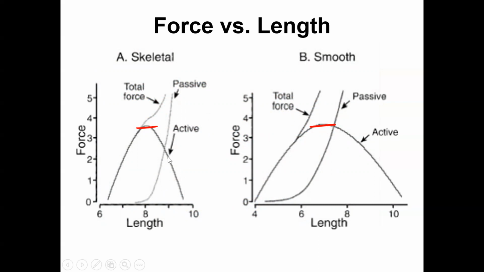You have seen that this is the passive tension curve, and this is the active tension curve. And that is both of them together, total. This one is a skeletal muscle, and this one is smooth muscle. What is the difference? First, let's start with the passive tension.